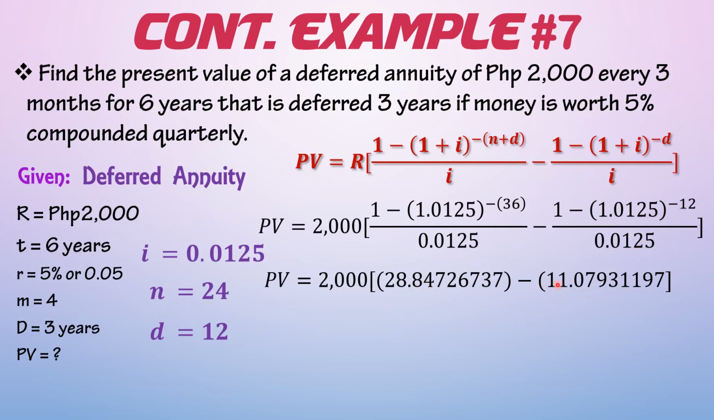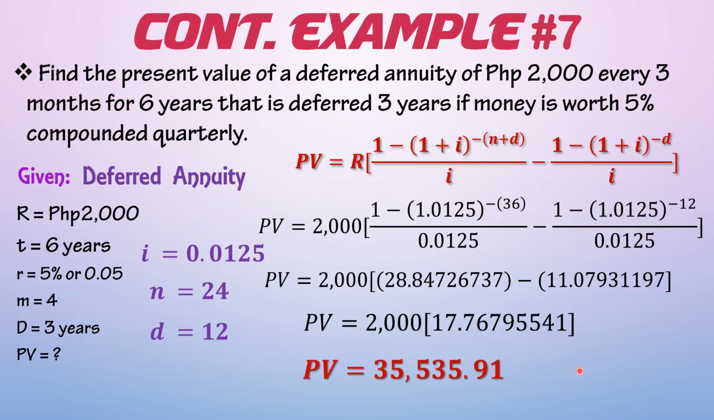And subtracting this one, 28 point something minus 11 point something, that will give you 17.76, 79, 55, 41. And then lastly, multiply it by 2,000. So the present value of the deferred annuity will be 35,535 pesos and 91 centavos. So this is how you solve the present value of a deferred annuity.